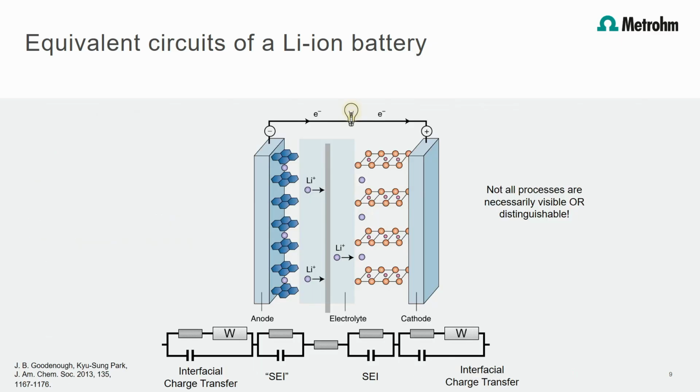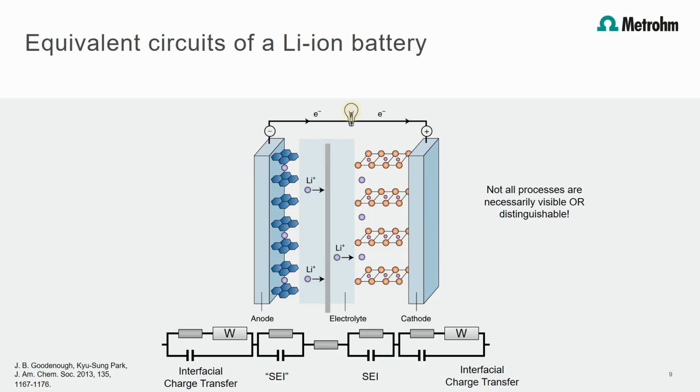It is possible to quantify the values of the battery components and the processes at once. To do this, an equivalent circuit needs to be created. You can see an example of a typical equivalent circuit of a commercial lithium-ion battery in the lower part of the slide. Each component or process of the battery is described by so-called equivalent circuit elements.